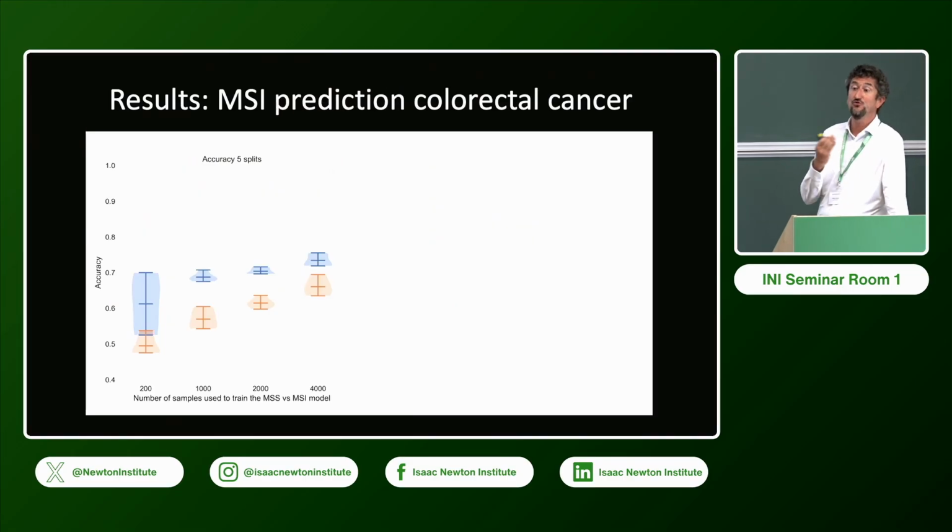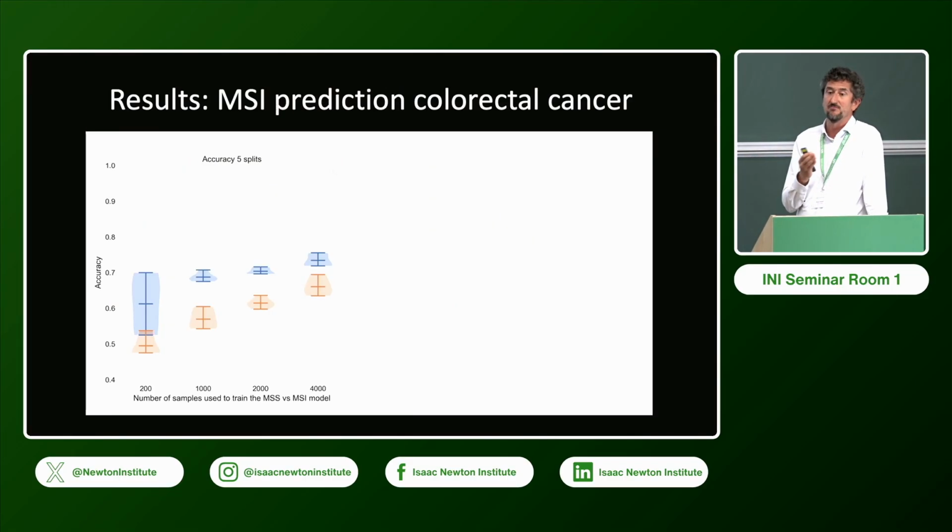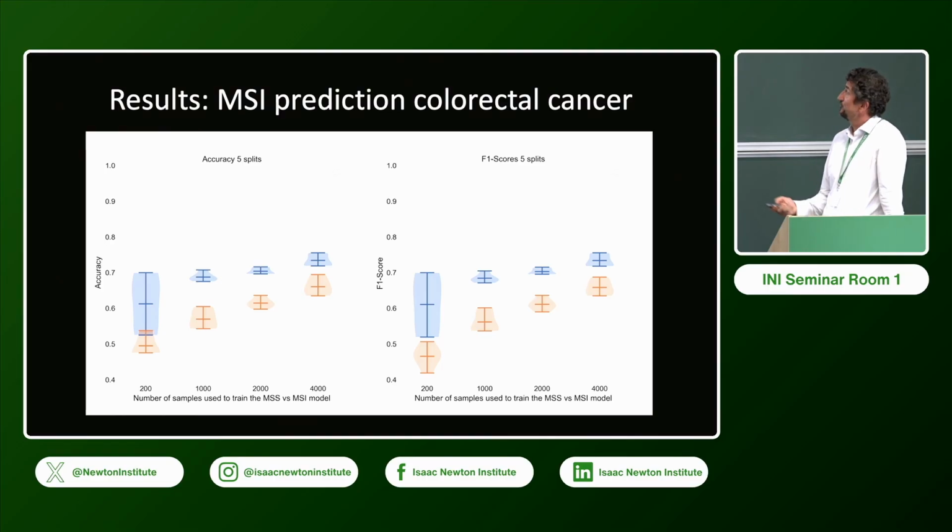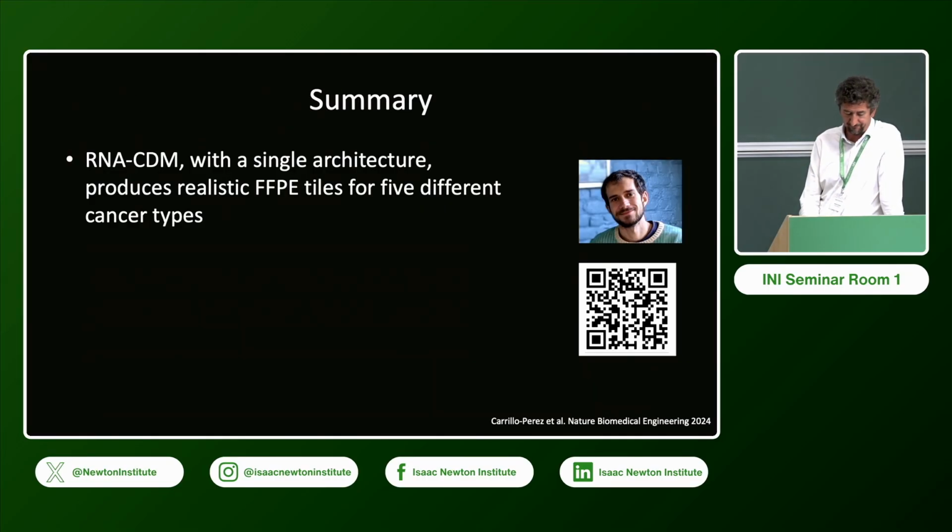Then we also want to use these synthetic data to pre-train models. So we can train models on synthetic data and then fine-tune them on real data. And we see that when we add synthetic data, we have a better performance, for example, here in predicting microsatellite instability in colorectal cancer. And that's true for both accuracy and F1 score.